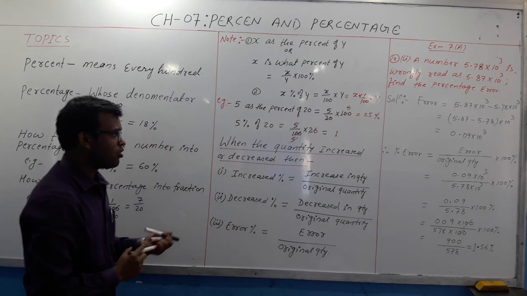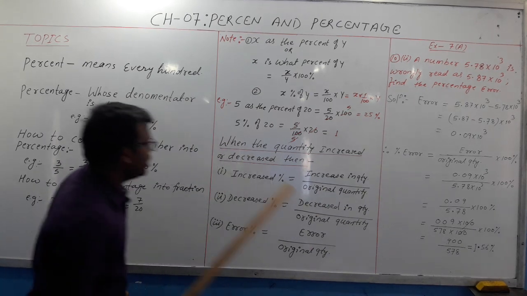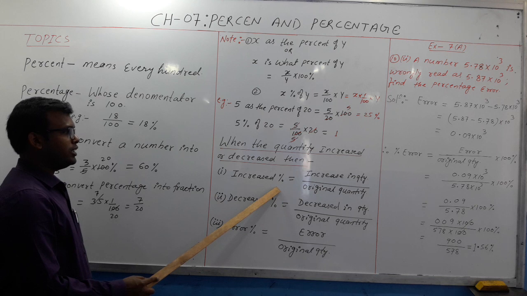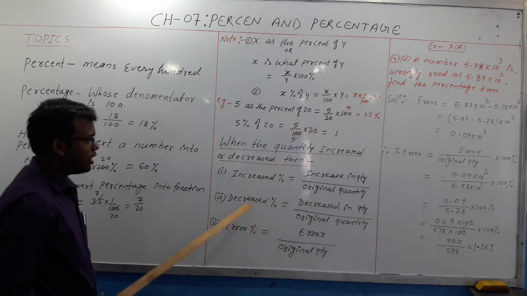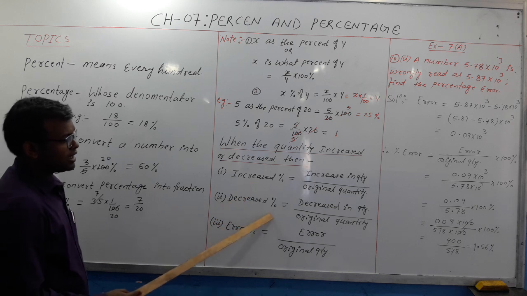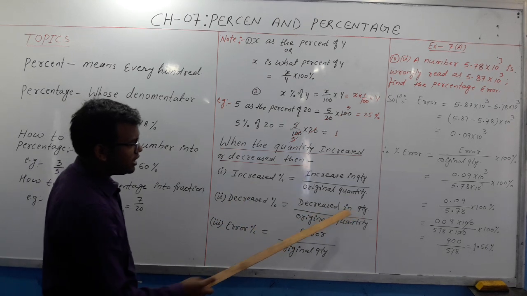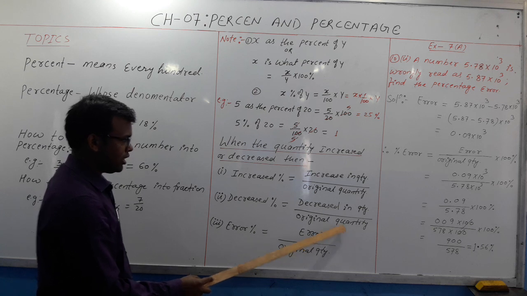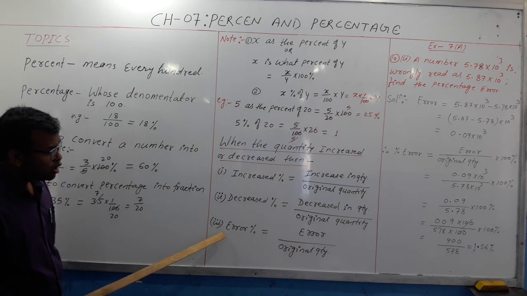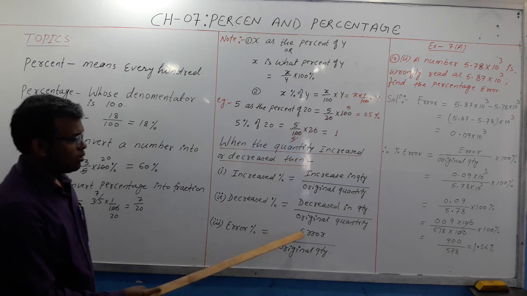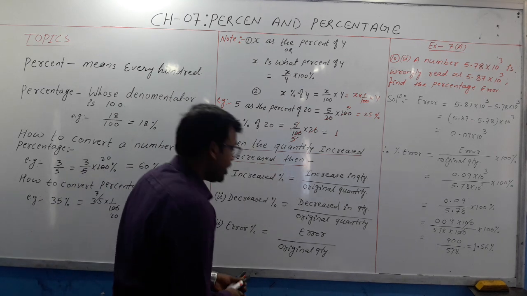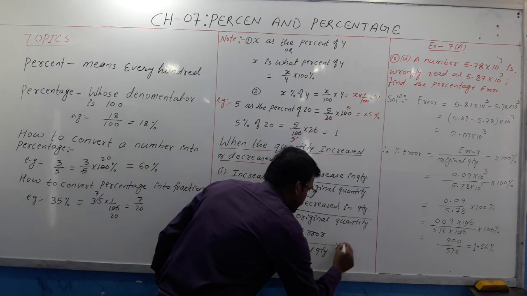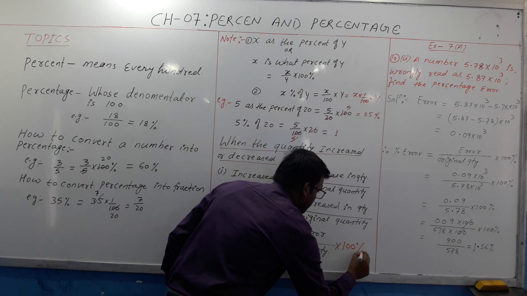Now, when the quantity increased or decreased, what are the formulas in case of increase or decrease in quantity? See, the first formula is increase percentage, increase in quantity divided by original quantity. And now the decrease percentage, that means decrease in quantity divided by original quantity. Okay, and now you have to find percentage error, or error percentage is equal to what? Error divided by original quantity into 100 percentage.